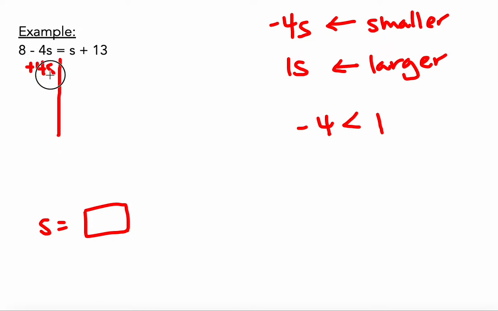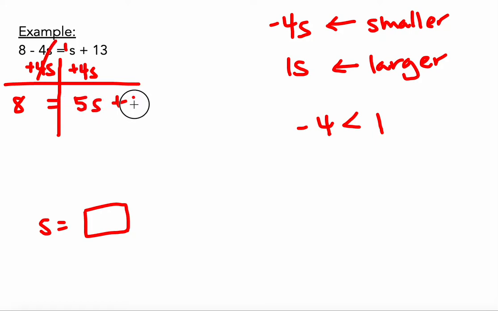So I'm going to add 4s to both sides so that it cancels, get 8 alone, and then this will be 1s plus 4s, which is a positive 5s plus 13. And it just looks so much better to me. Again, it's not wrong to do it the other way. My variables will just be flipped on the other side, which is fine. I'll still get the same answer, but I just work with positive numbers.